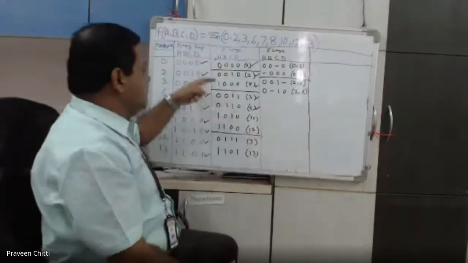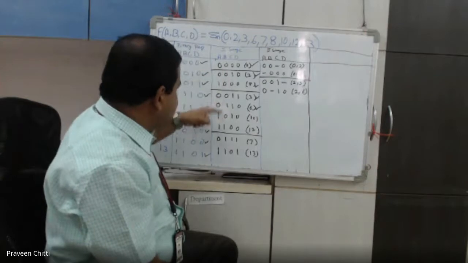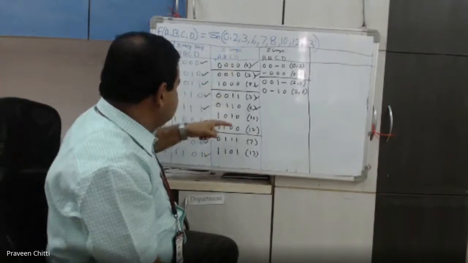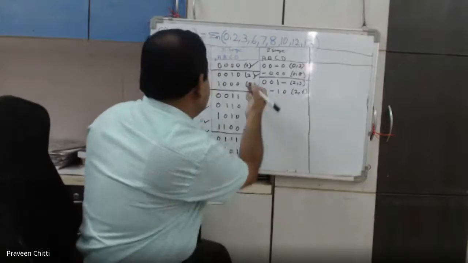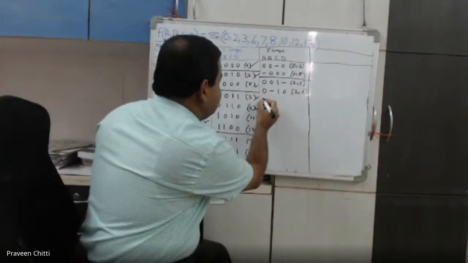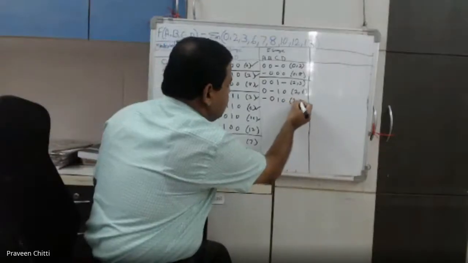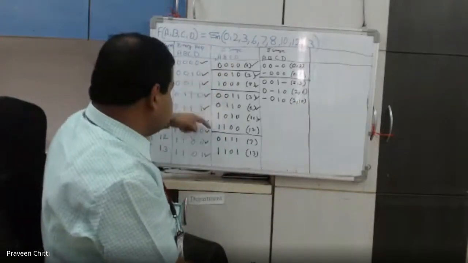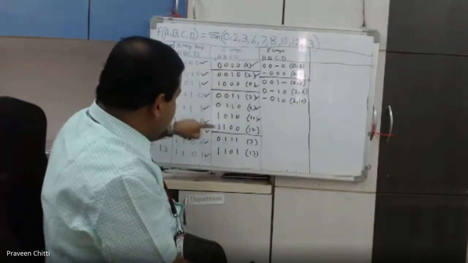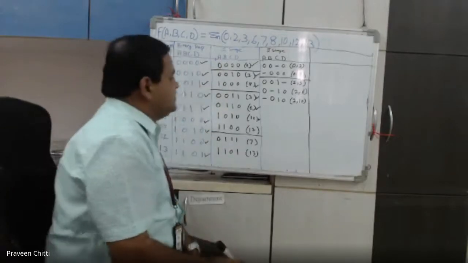I should tick mark. Then check 2 and 10. Is it possible? 0, 0, 1, 0 and 1, 0, 1, 0. So 2 and 10 also can be combined, and I can write that as dash, 0, 1, 0. This is got by combining 2 and 10. Then 2 and 12. Is it possible? Two bits are changing, both are changing. No, 2 and 12 is not possible.